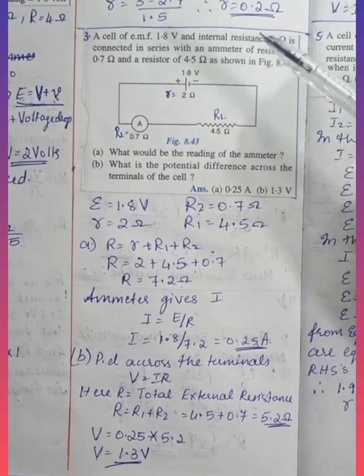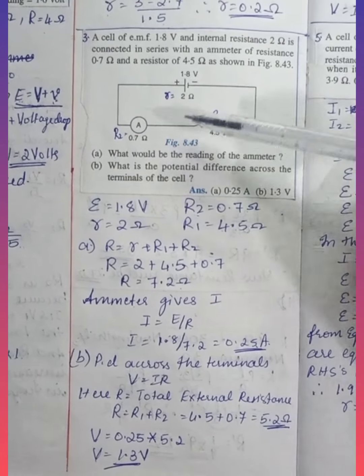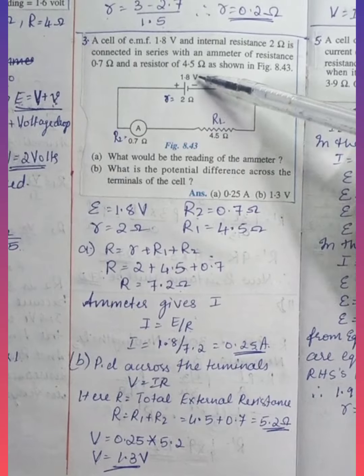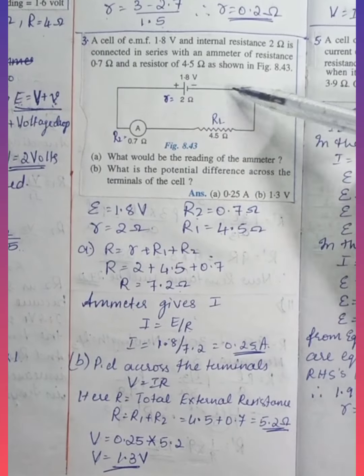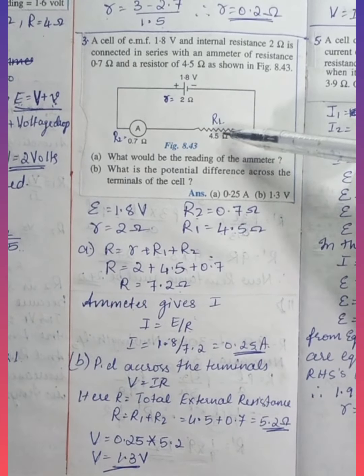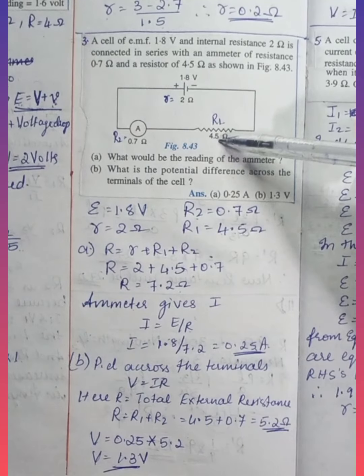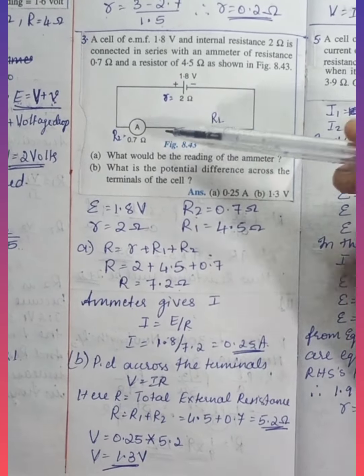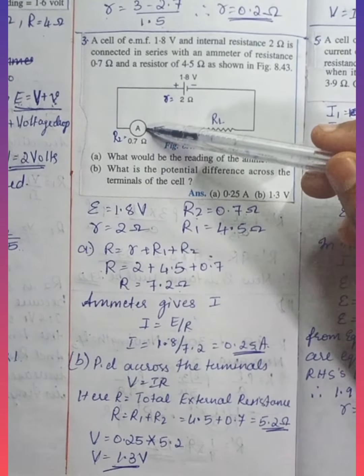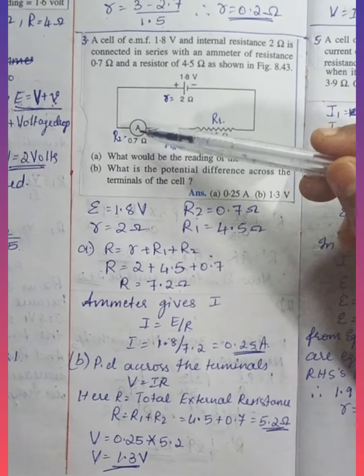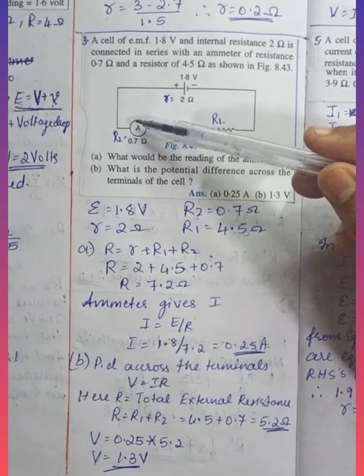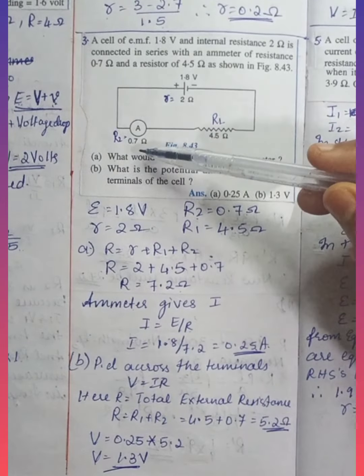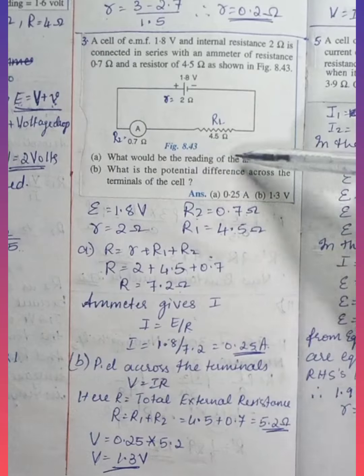So here you have a circuit. In this circuit you have an EMF of 1.8 volts and the internal resistance of the cell is 2 ohms. Now this is connected in series with an external resistor R1, which will give you 4.5 ohms resistance, and this is connected in series with an ammeter, which will give you the current rating, and the resistance of the ammeter is 0.7 ohms. So now this is the circuit you have.